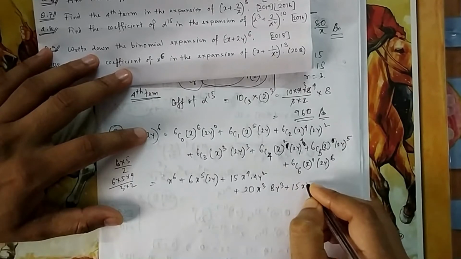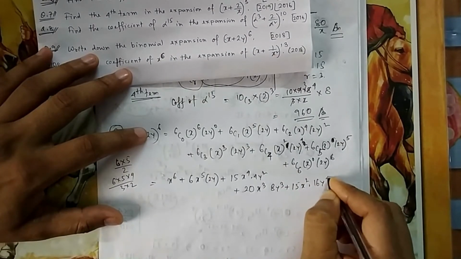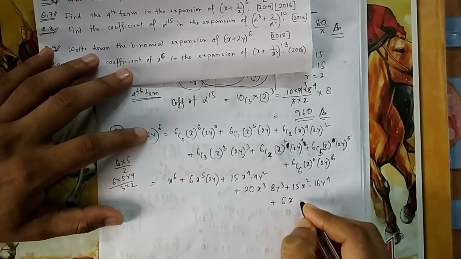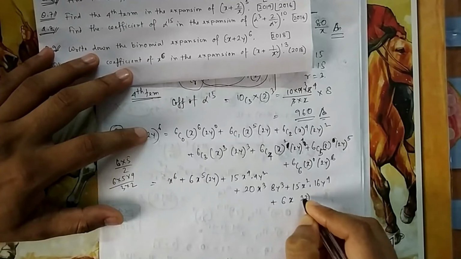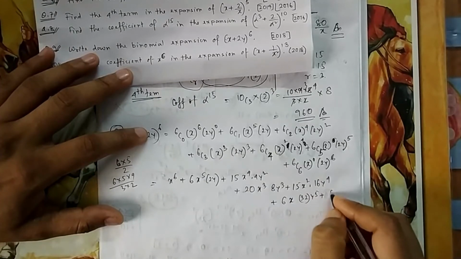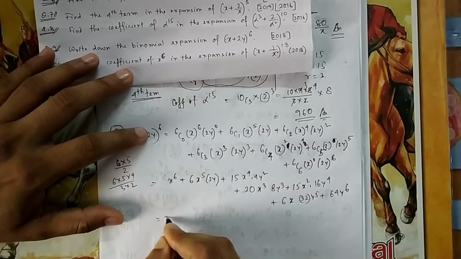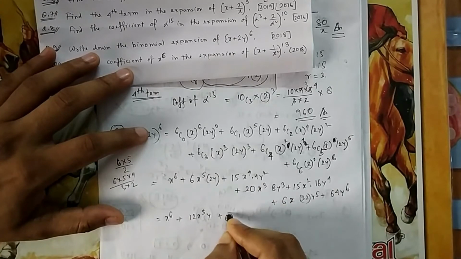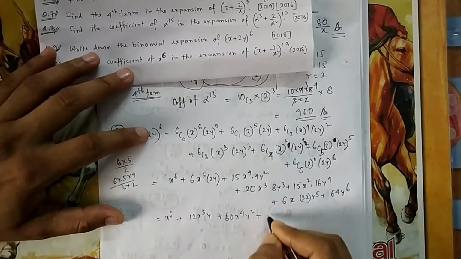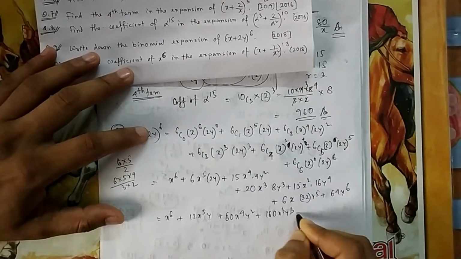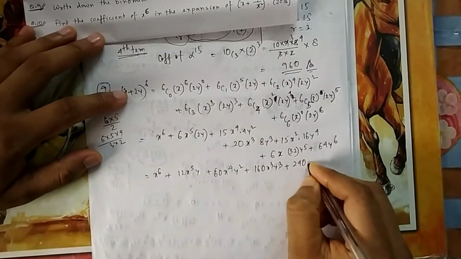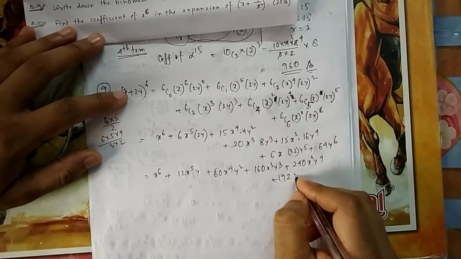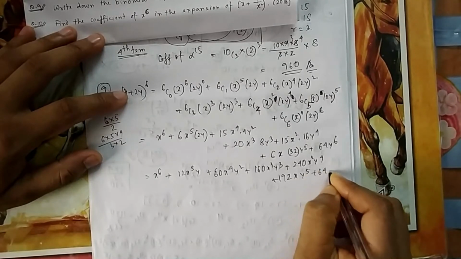So this will be 15 x square, 2 to the power 4 will be 16 y4. Then next one will be 6. Obviously 6c5 is 6 because it will be repeating the coefficient: x, and 2 to the power 5 is 32, y to the power 5, and it is 64 y6. So ultimately if you write, it will be x6 plus 12 x5y, then 60 x4y square, then 160 x cube y cube, then 15 into 16 is 240 x square y4, then 192 x y5, then 64 y6. So this is your expansion.